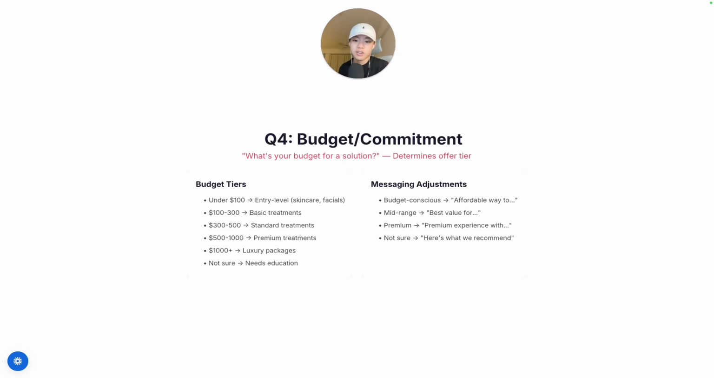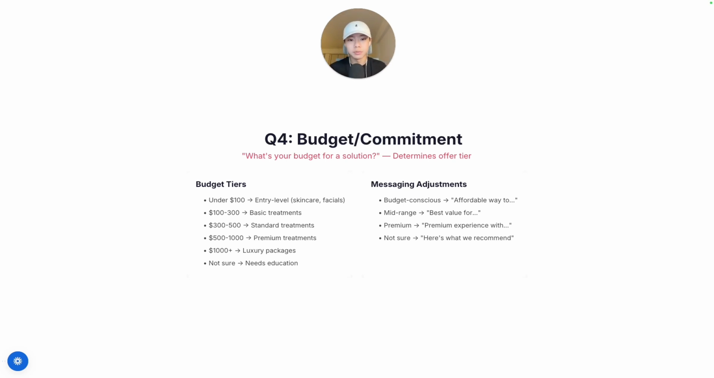For example, they have under $100. Okay, you can frame your messaging like the most affordable way to continue. Then if they're mid-range, the best value. The premium experience with. Not sure? Here's what we recommend. Okay, this is how you can tailor their budget tiers to your messaging on how you communicate with them, right? Very important you understand this.